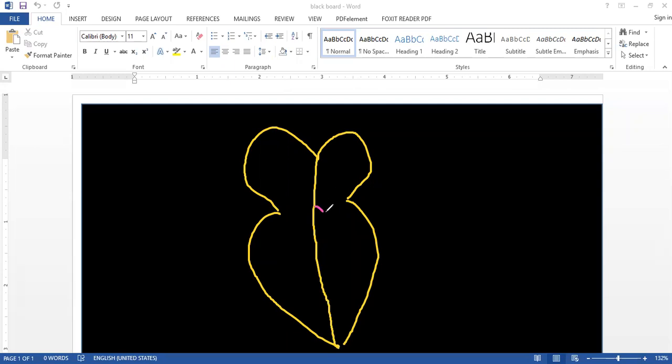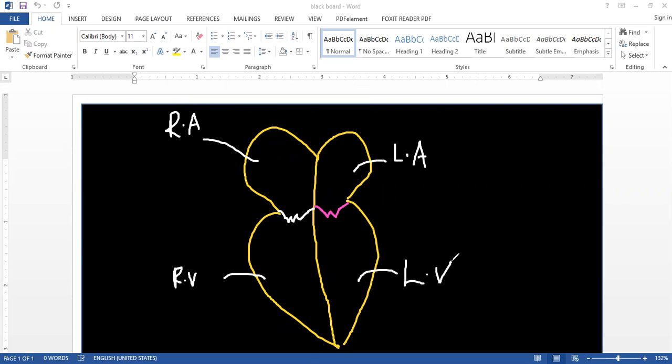Within the four chambers, this is the mitral valve or bicuspid valve. And this is the tricuspid valve. And there are two atria. This is the right atrium, and this is the right ventricle. The left atrium and the left ventricle. The bicuspid valve is on the left, the tricuspid valve on the right. And there are two main tubes.